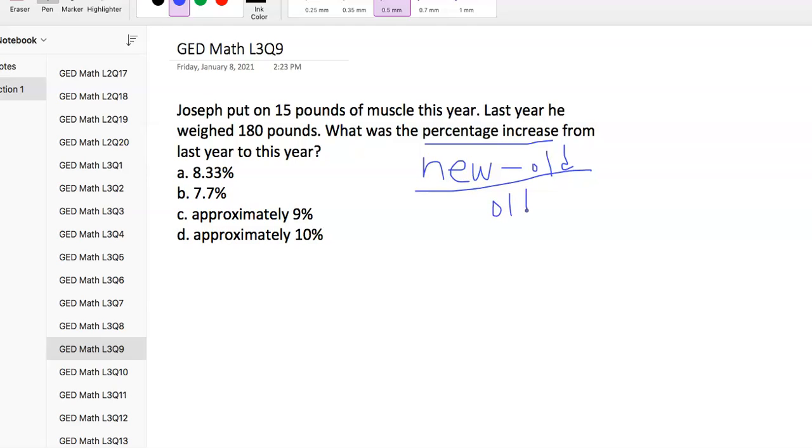New minus old divided by old. If you think it's new minus old divided by new, you will get the wrong answer. Okay, and so what does this mean? New minus old divided by old. Okay, so last year he weighed 180, right? That's the old number. Put on 15 pounds, right? So the new number, what he now weighs, is 195. That's new. Minus old 180, divided by old 180.